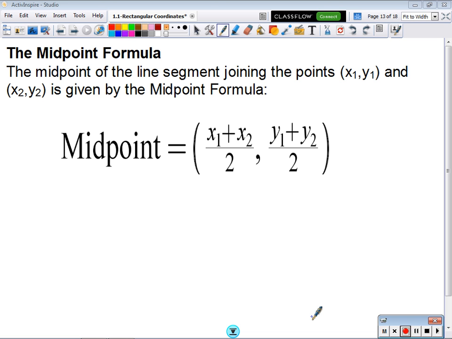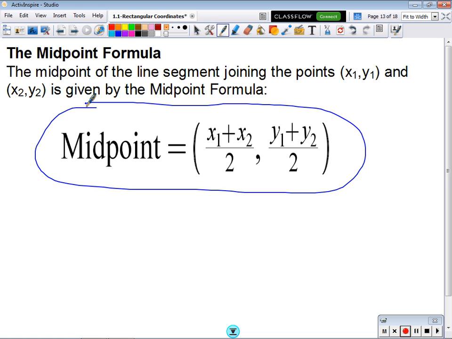So the midpoint formula here, which is what this is here, you have x1 plus x2 over 2, and that'll tell you what the midpoint of the x coordinate is, comma y1 plus y2 over 2, and that'll tell you what the midpoint is for the y coordinate.